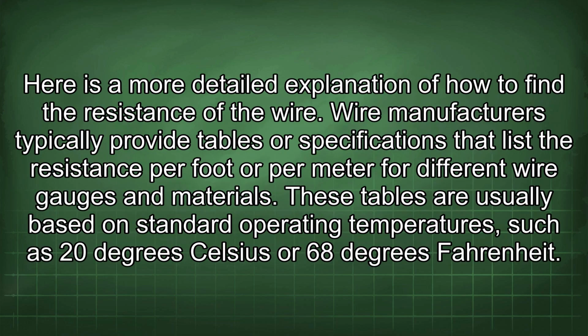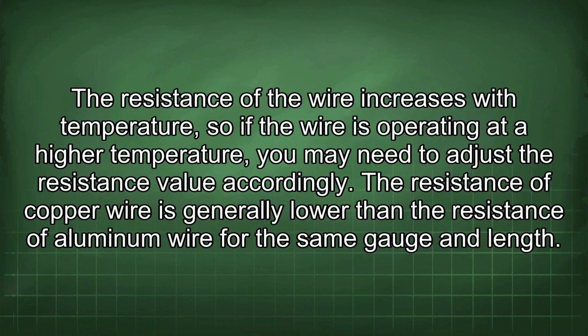Here's a more detailed explanation of how to find the resistance of the wire. Wire manufacturers typically provide tables or specifications that list the resistance per foot or per meter for different wire gauges and materials. These tables are usually based on standard operating temperatures, such as 20 degrees Celsius or 68 degrees Fahrenheit. The resistance of the wire increases with temperature, so if the wire is operating at a higher temperature, you may need to adjust the resistance value accordingly.